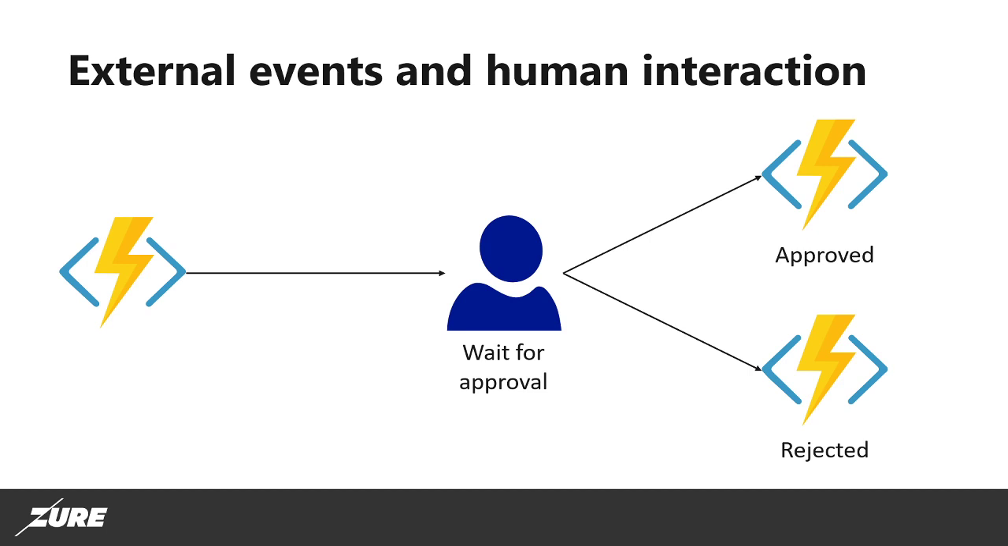And then one of the cases which is quite hard to implement yourself, at least using pure Azure Functions, is external events and human interaction. Durable Functions allow you to wait for events to happen in other systems. For example, we could wait for a manager to log on and give their approval for some process. And depending on whether they approved or rejected, we can do different things in our workflow. You'll see this one in action in the demo as well.